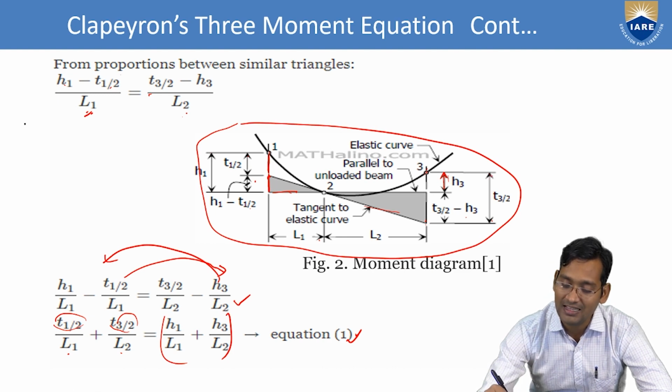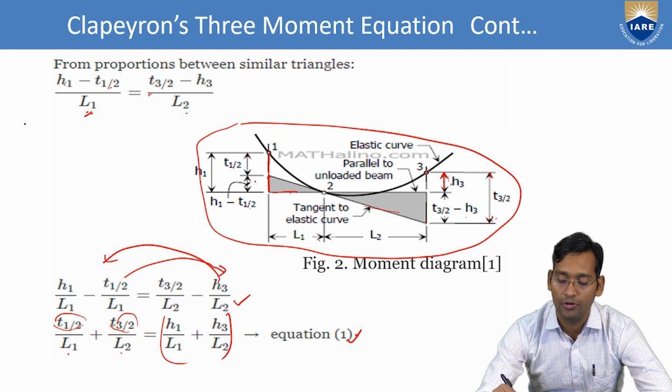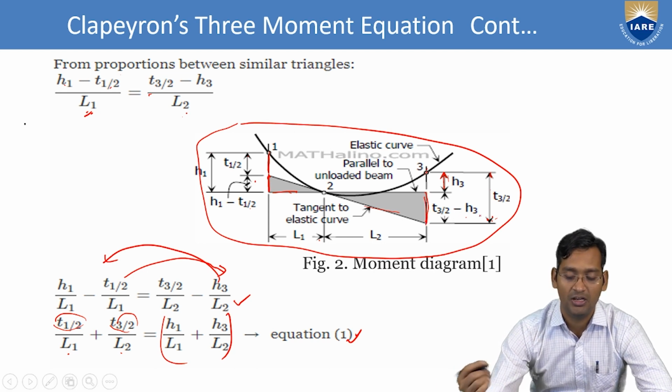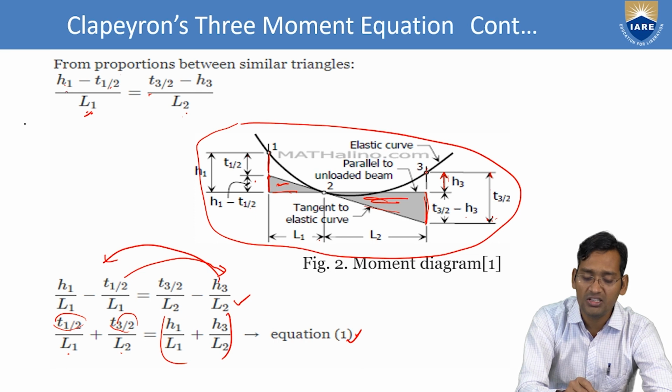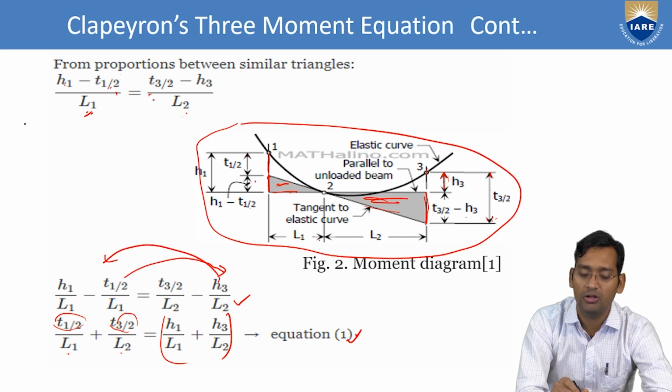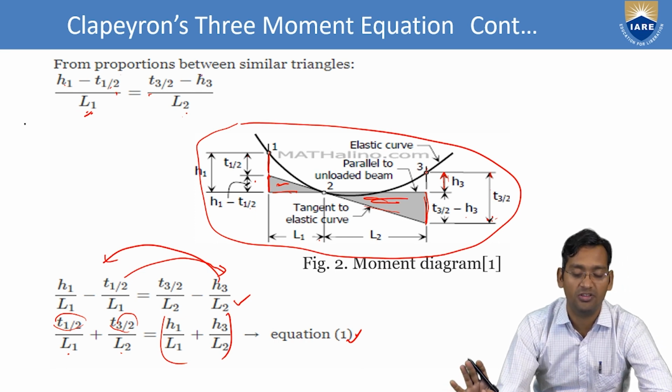Now this is H3 and this is T3 to 2. That is coming downwards. That's why this time this becomes greater or larger. So T3 to 2, now this will be T3 to 2 minus H3. Now just apply the similar triangle condition in this triangle and in this triangle. Then you will get H1 by T1 to 2 minus L1 equals T3 to 2 minus H3 by L2.